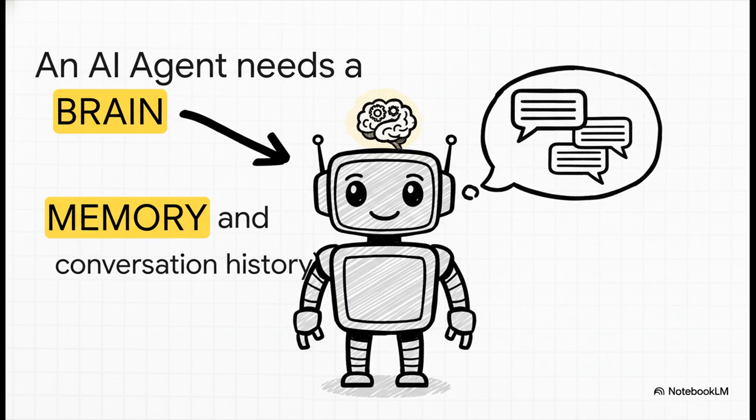Just two crucial things. First, a brain, which is the AI model like GPT that does the actual thinking. And second, memory, the ability to remember the context of a conversation. Without memory, an AI is just a powerful calculator with amnesia.